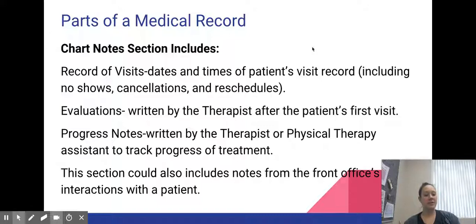So when a therapist evaluates a patient and decides this is their range of motion or this is how we're going to treat them, that's all going to be listed in that evaluation document. And it's written by the therapist after their first visit.